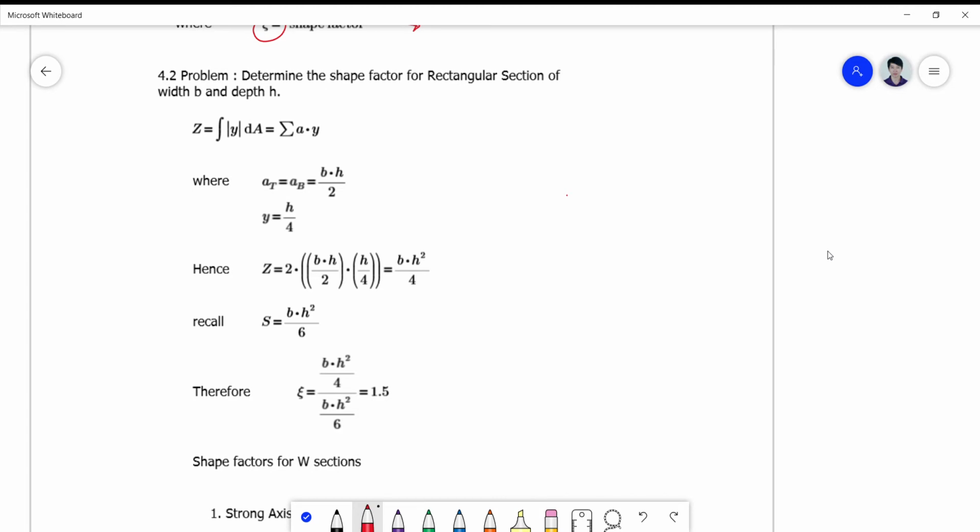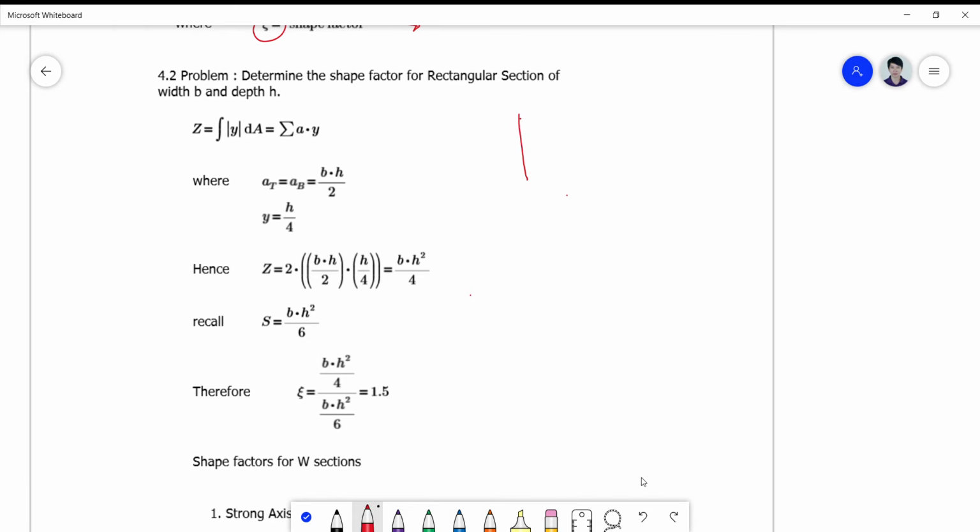Okay, guys, let's solve the problem about shape factor. So, in this problem, we are asked to determine the shape factor for the rectangular section with a width of b and a depth of h. Okay, so this is just a simple problem.